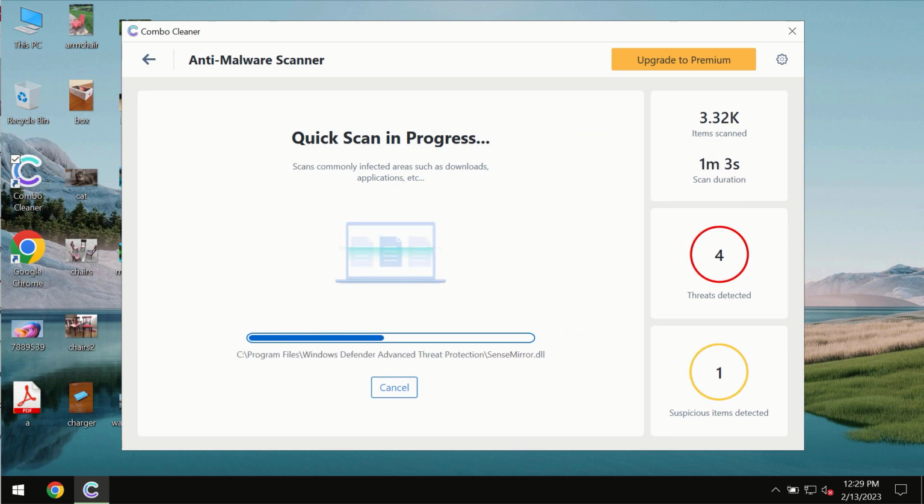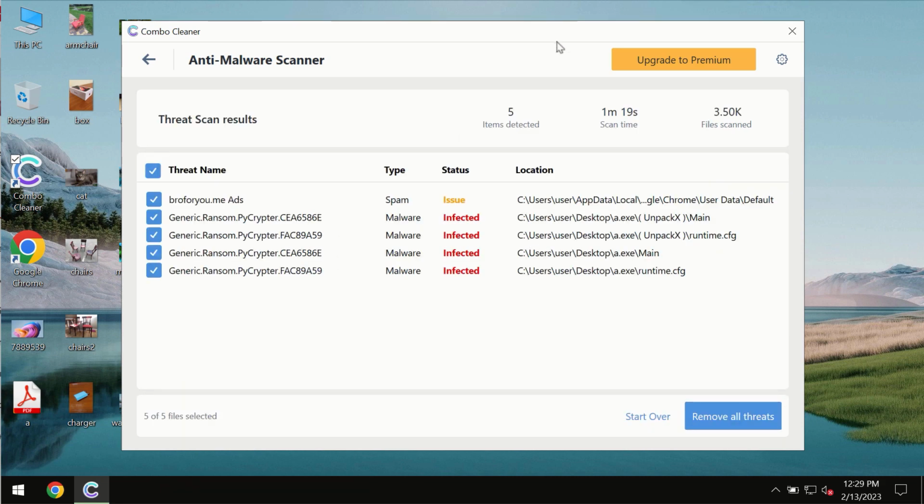So you need to wait some time until the scanning has been successfully finalized. At the end of the scan, you will see the summary of the threats. You will also be able to know their exact locations on the computer. I recommend that you consider upgrading to premium license as the best solution to keep your computer always clean and free of any other threats.